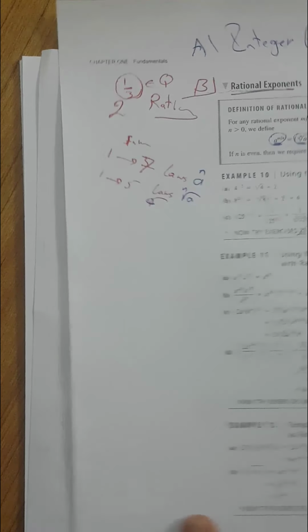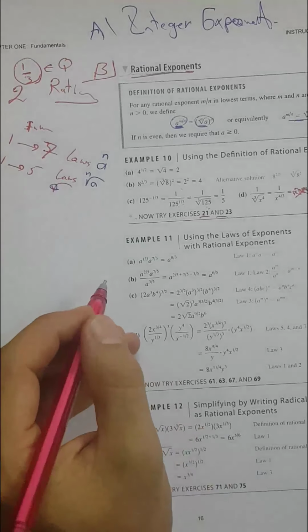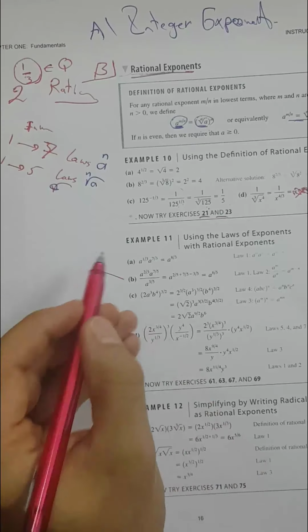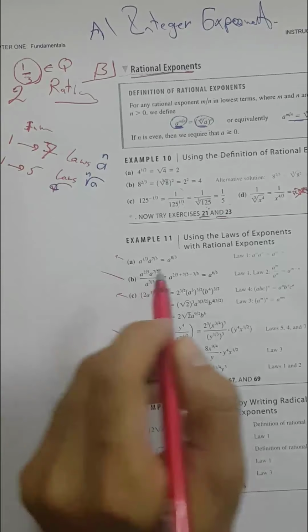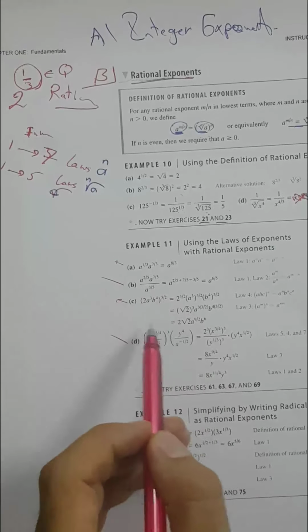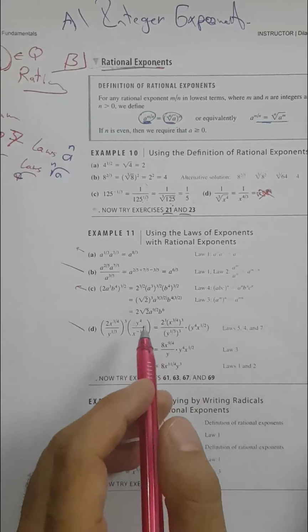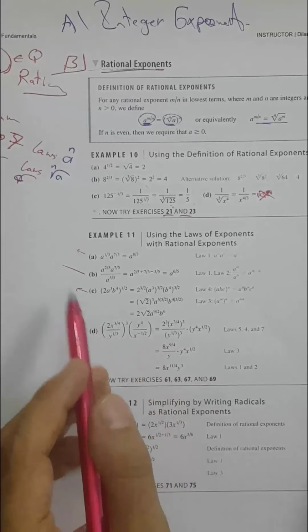Now, example 11. I'm going to solve B and D, and I will leave A and C, because A is very easy, one step, and C is like A but needs more detail and more working, so please do it. So I'm going to solve B and D. So example 11, page 16, part B.